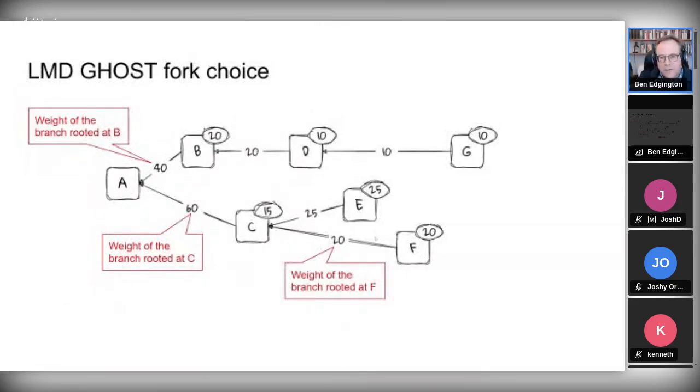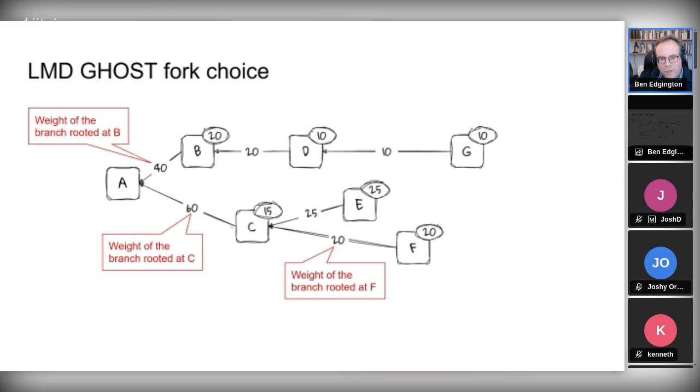Now, this is the same diagram, but updated. And what I've done is on each line, I have put the weight of the branch. So each block has a weight. And if you sum the weights, D and G add up to 20, so the branch leading to D has a weight of 20. B, D, and G add up to 40, so the branch leading to B has a weight of 40. And we can see down the bottom, F is 20, E is 25.